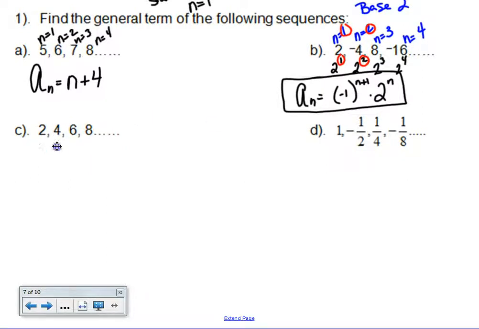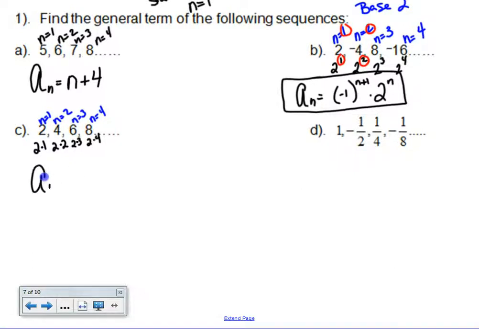I see that everything is jumping through the even numbers. And remember, this represents n equals 1, this is n equals 2, this is n equals 3, and this is n equals 4. So if I want to think about breaking this down into a simpler problem, this is really 2 times 1. This is 2 times 2, and this is 2 times 3, and this is 2 times 4. And the thing they have in common is each one of the nth terms is being multiplied by a 2.